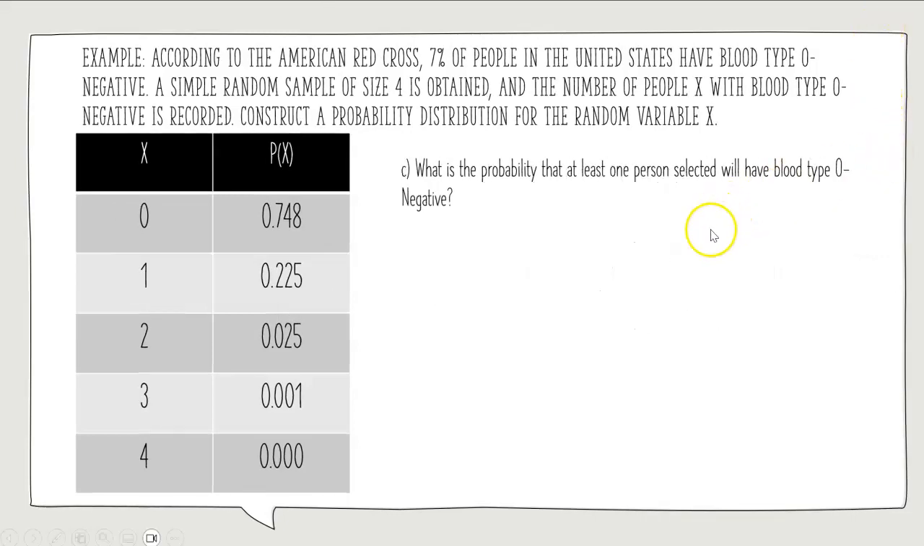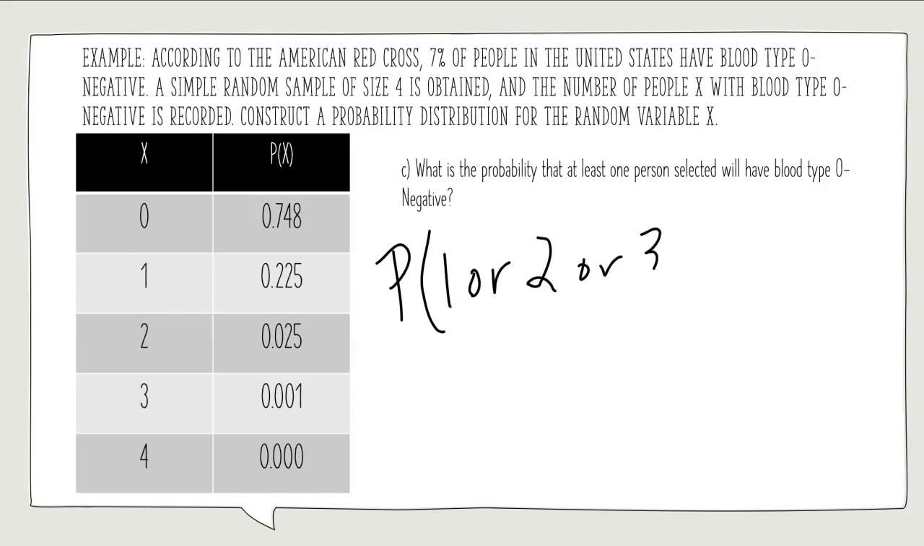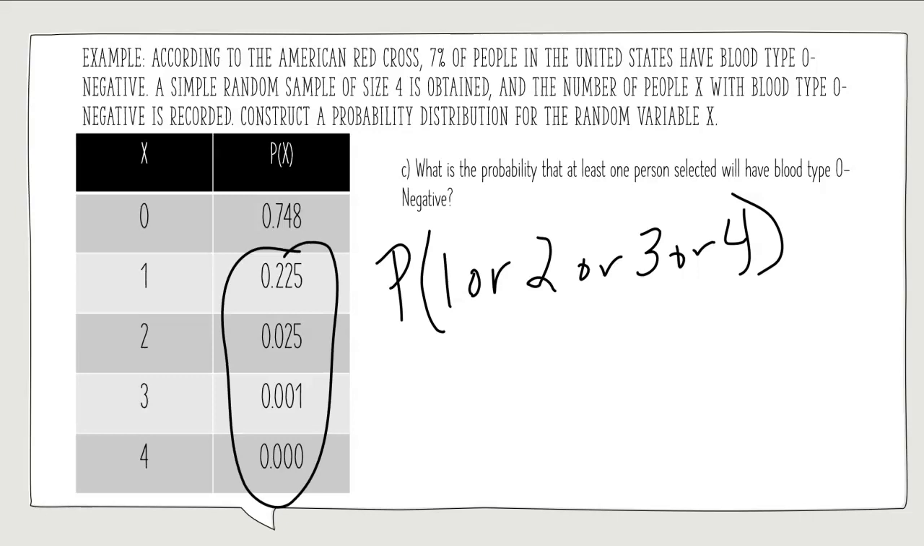For the next one, what is the probability that at least one person selected will have blood type O? So at least one means 1 or more. So that's the probability of 1 or 2 or 3 or 4. Since OR probabilities, you add them, then you'll take all these probabilities right here and add them together.